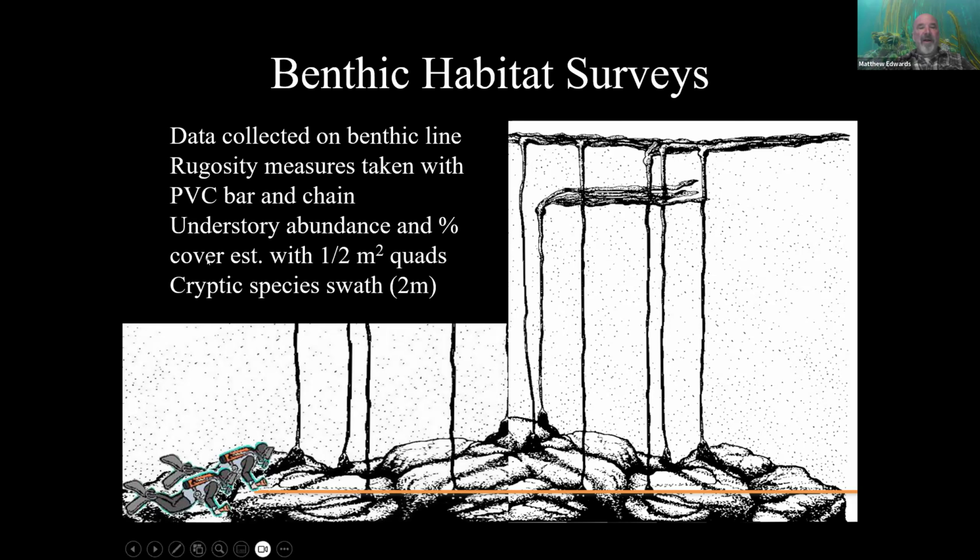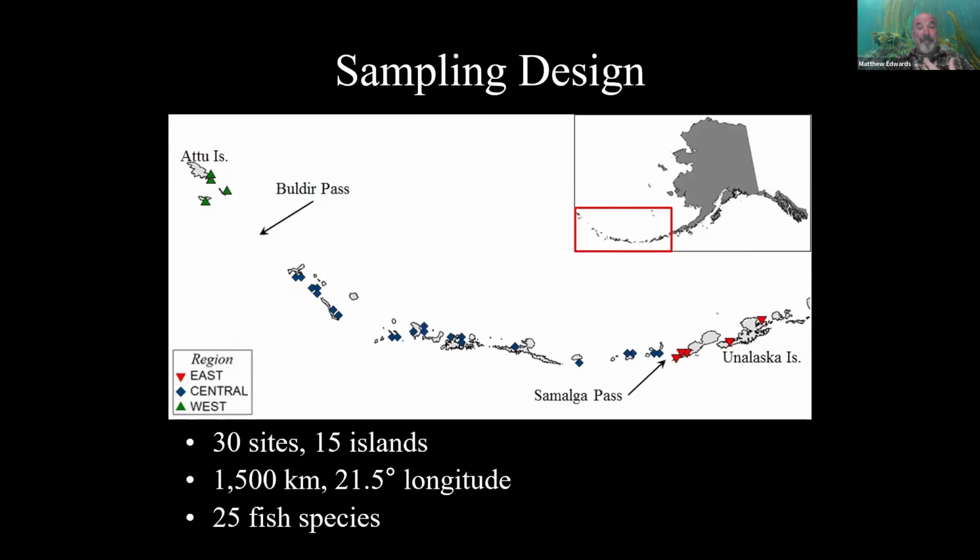They'd do the understory abundance and percent cover estimates within quadrats of all the cryptic species. And so they'd go along, measure the rugosity, and then measure the cryptic species. And then they would come back once again with flashlights, swim along, look at every crack and crevice, and get the things that were hiding. So it gave us a really nice estimate of what fishes were there.